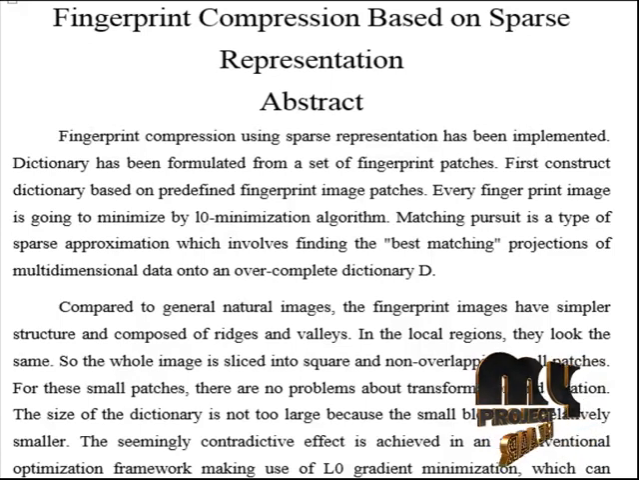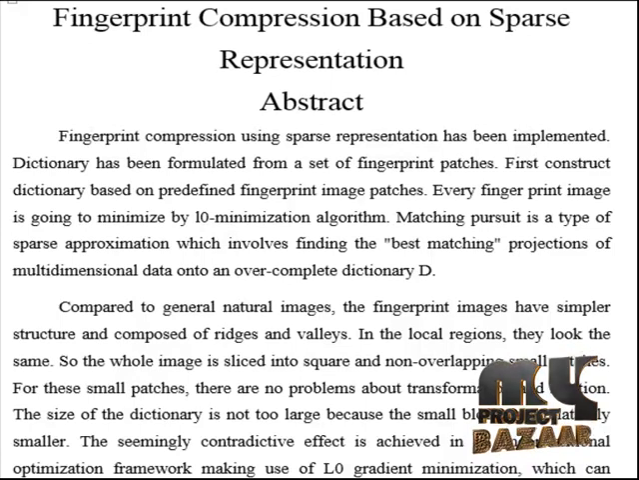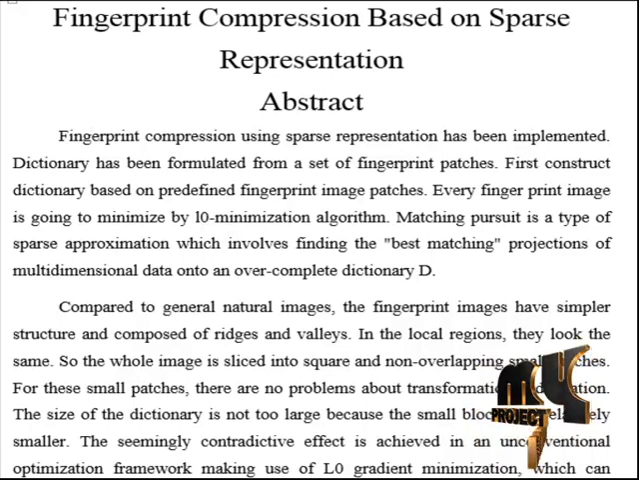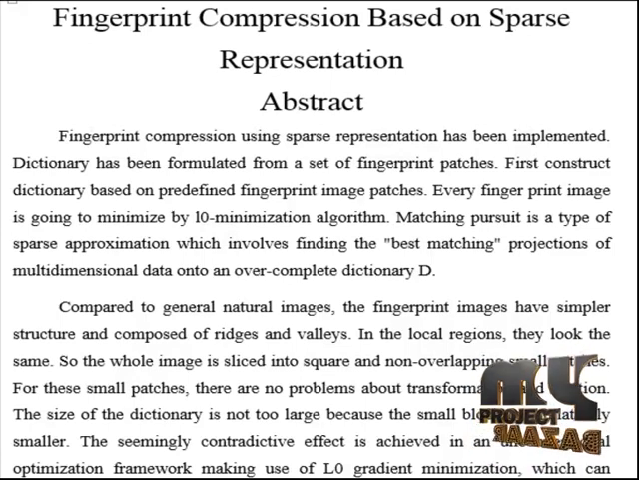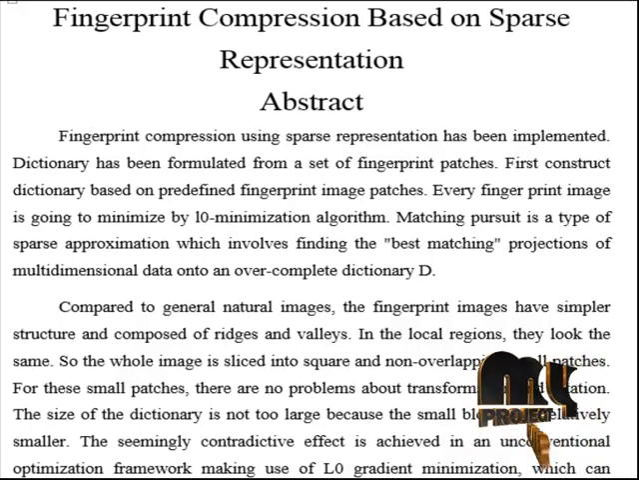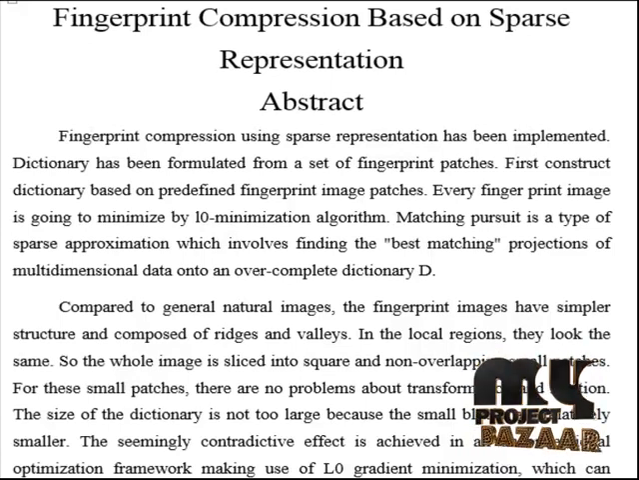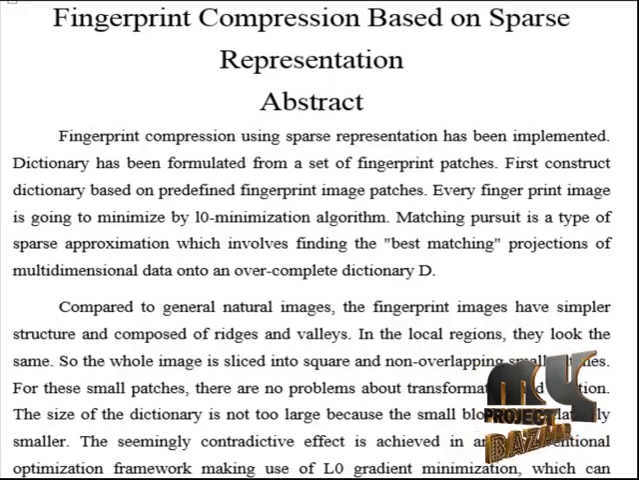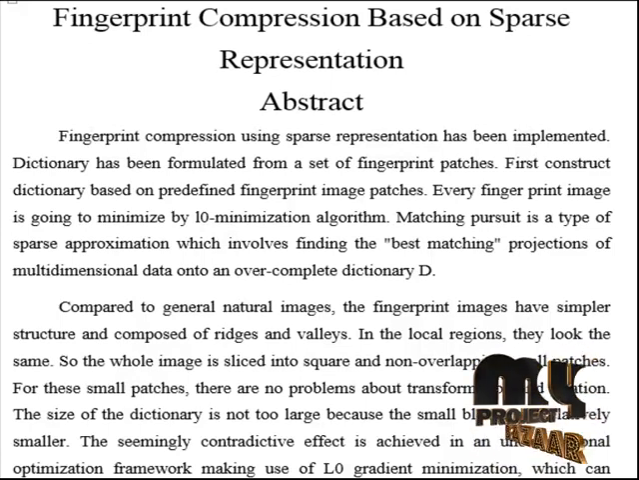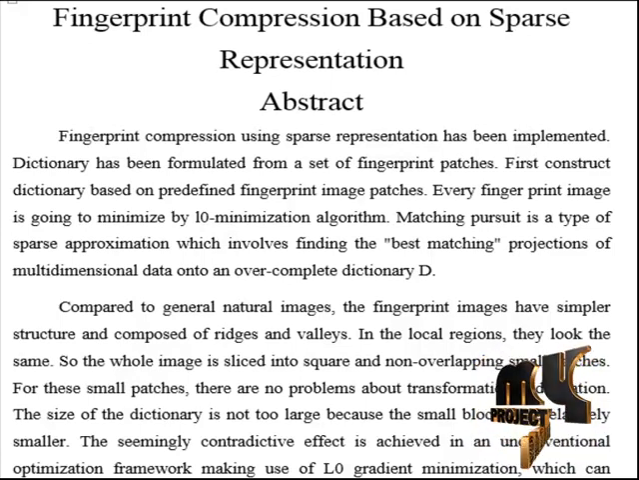Next, every image will be compressed by the matching pursuit algorithm. The L0 minimization process has been implemented. Matching pursuit is a type of sparse approximation which involves finding the best matching projection of multidimensional data onto an over-complete dictionary D. Next, the total number of patches, the mean value of each patch, and the indexes of each patch are obtained. The coefficients are to be encoded by arithmetic encoders. Arithmetic coding is a form of entropy encoding used in lossless data compression. Normally, a string of characters such as the words "hello there" is represented using a fixed number of bits per character, as in ASCII code. Finally, all compressed values are combined and updated into the dictionary.